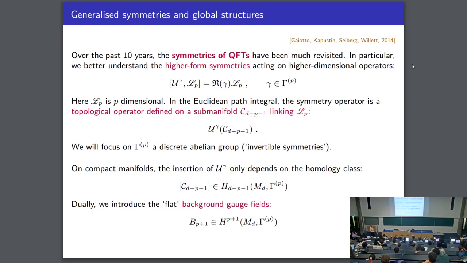Now, on a compact manifold, the insertion of the topological operator only depends on the homology class of the submanifold. So, for instance, in general, for a p-dimensional extended object, the cycle linking this object will be d minus p minus one dimensional. And by Poincaré duality, you can think of it as turning on some background gauge field, which will be a cohomology class, a (p+1)-cohomology class valued in the group.